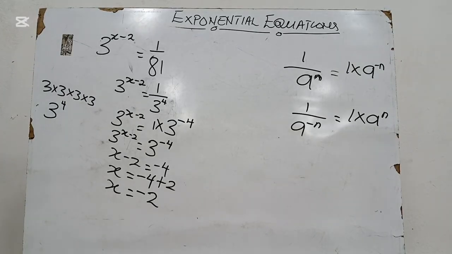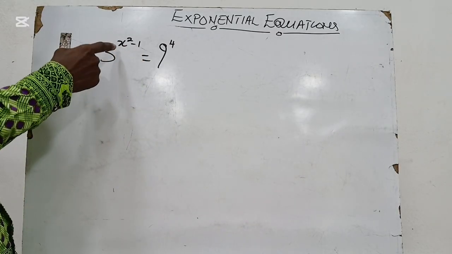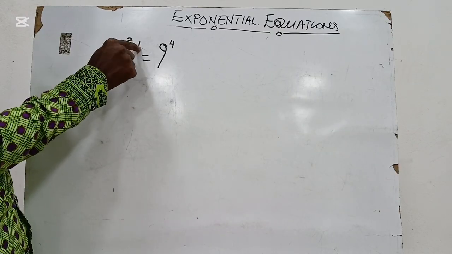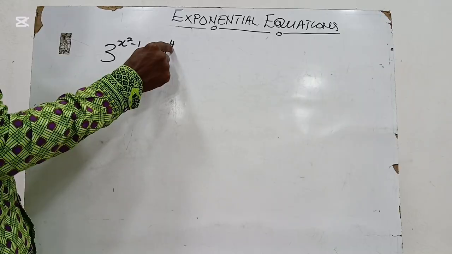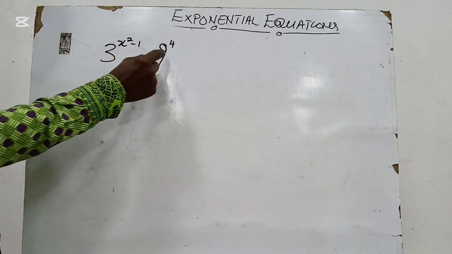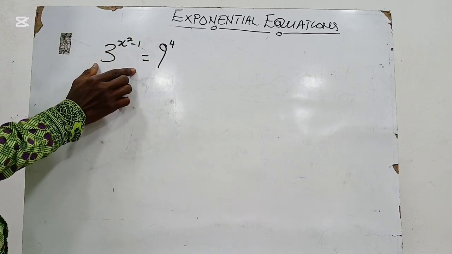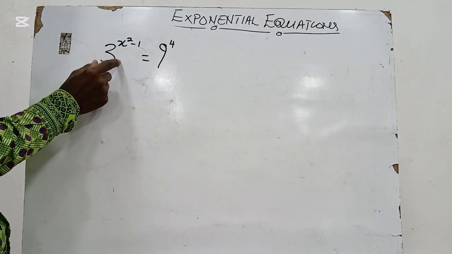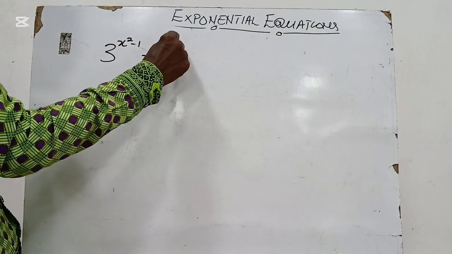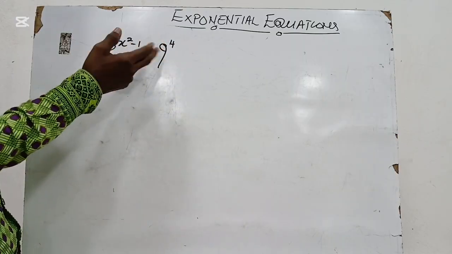Great. So now we have another question here. It is 3 exponent x squared minus 1 is equal to 9 exponent 4. How are we thinking? We want to express this 9 to look like this, right? Either this 9 has the same base or the powers are the same. But when you look at it, this is power 4. There is not much you can do about that to have it as x squared minus 1.